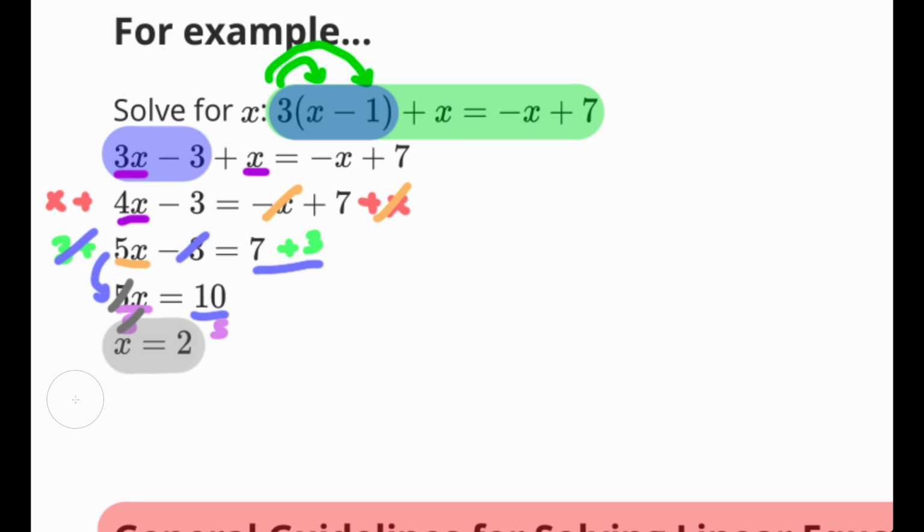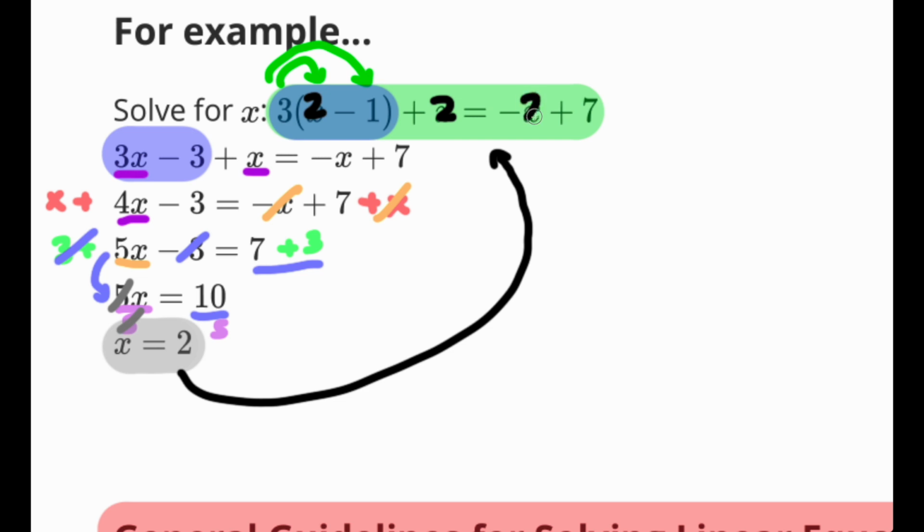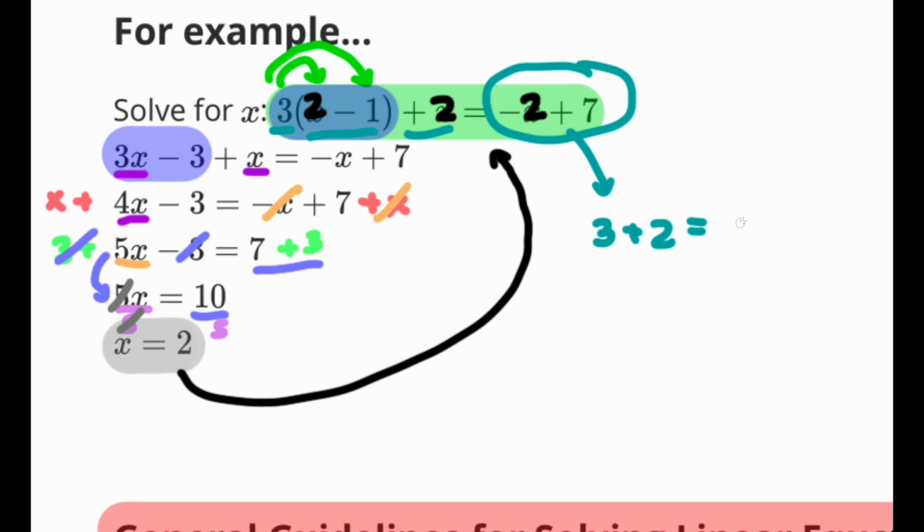Now, what this x equals 2 means is that if you were to plug it into the original equation, so if we go all the way back to this original up here, and plug in 2 for the x here, 2 for the x here, and 2 for the x here, that equation should technically be correct. So let's try to work this out and see if it is true. And by the way, you can do this every single time to check your work to make sure that the equation does actually work. You're going to have a 3 times 1, which is just 3, plus this 2 right here, so plus 2, is equal to this right here, negative 2 plus 7, which is 5. This does check out, so that means we definitely know that x equals 2 is the answer.